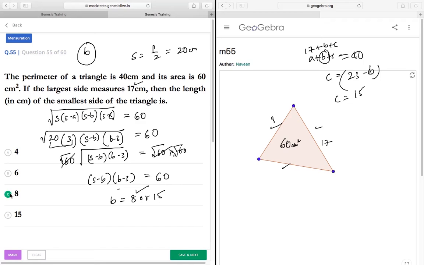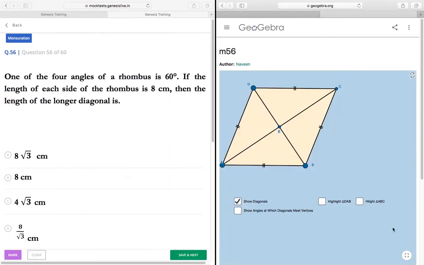Hope this is clear. A little bit of calculations. So be very specific with respect to the accuracy of the calculations. Apart from this, there is nothing in this question, just about the calculations. Okay, great. Question number 56.